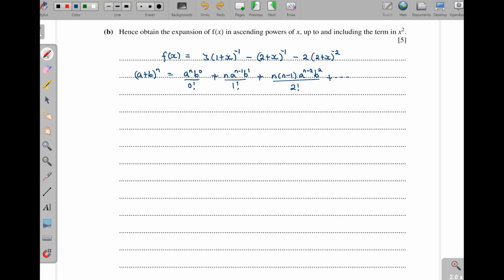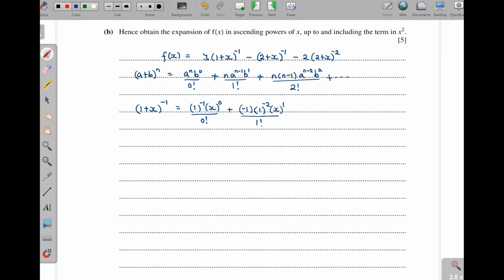Now, I'm going to start with this one here, which is 1 plus x, then to the power of negative 1. So our n is negative 1. Okay, so what I'm going to have here is my a is a 1, so power it with a negative 1. Then my b is the x, power it with a 0, then over 0 factorial. Then drop this one down here. We shall get negative 1, and then this one will be 1, then power negative 2. Then x here, power 1.